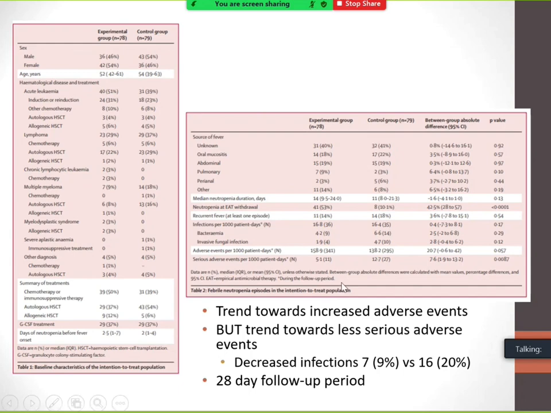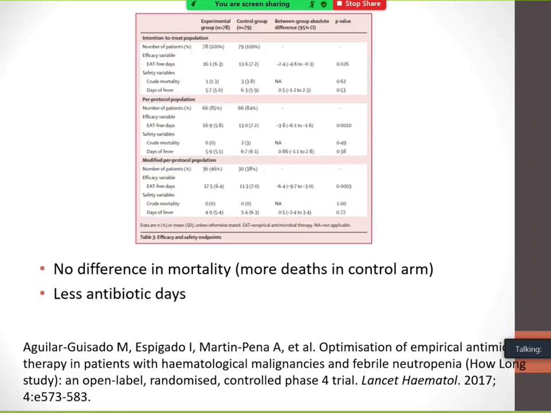However, serious adverse events, which is dying, going to the ICU, things like that, there were actually more of those in the control group. So if you got continued on antibiotics till your neutrophils went up, you were more likely, and that was significant, to die, go to the ICU, that kind of thing. So this is a pretty good argument for shorter is better. They followed up those patients for 28 days during the study.